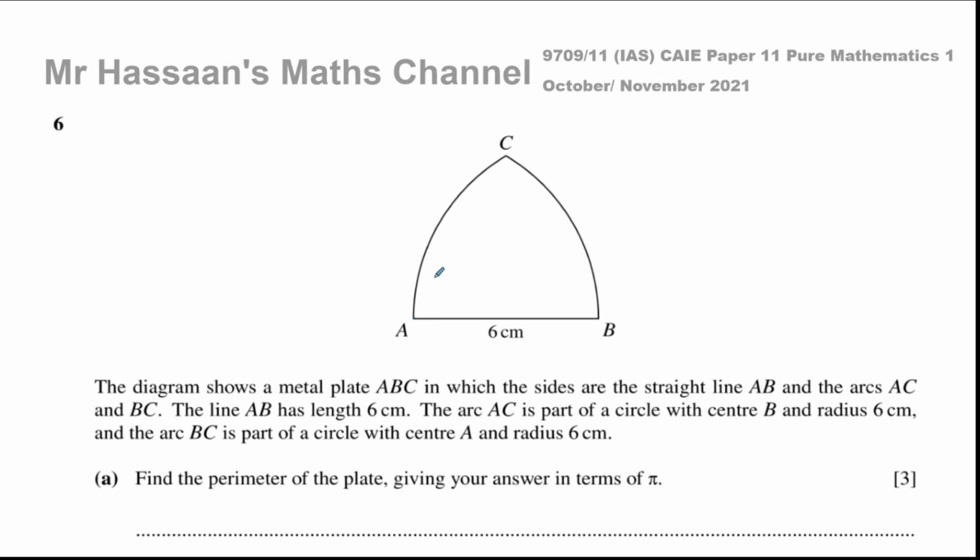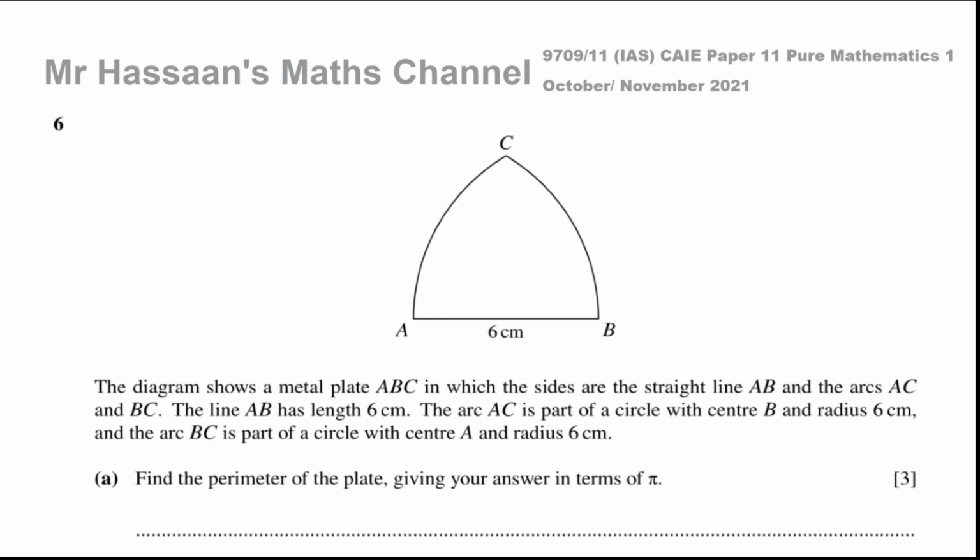We have a question here which is dealing with radian measure. It says the diagram shows a metal plate ABC, in which the sides are the straight line AB, the arcs AC and ABC. The line AB has a length of 6 centimeters. The arc AC is part of a circle with center B and radius 6 centimeters. And the arc BC is part of a circle with center A and radius 6 centimeters.